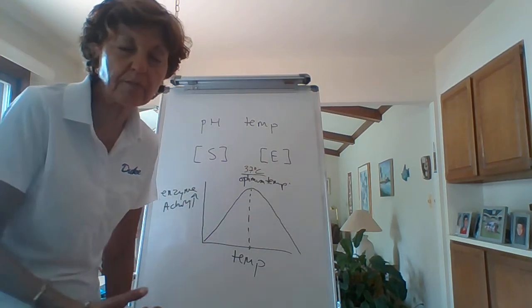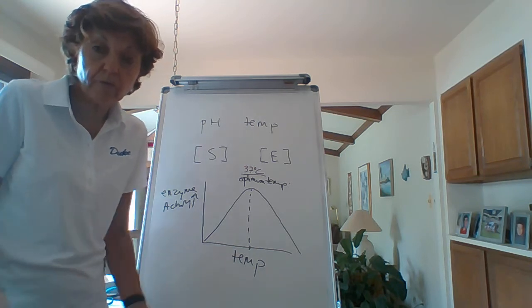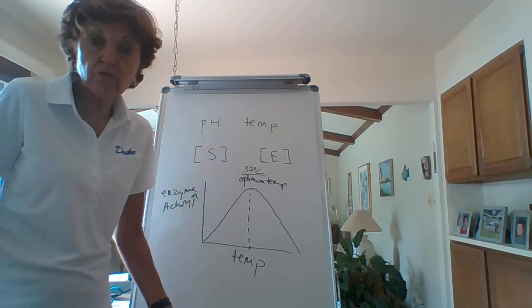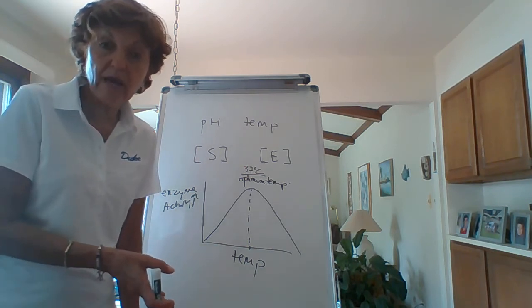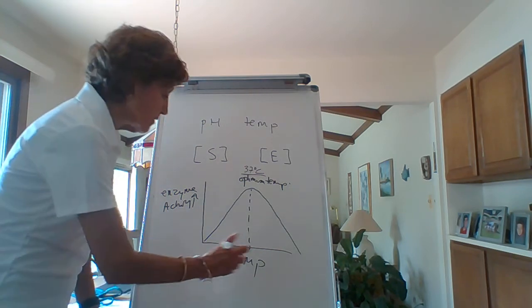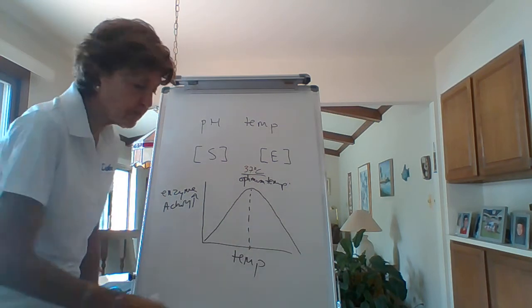So if in lab you take an enzyme and you boil it, you're going to denature it. It's a protein. It's not going to be active. So it won't do much of anything. If you take an enzyme and stick it in an ice bath, it's going to be really slowed down. So temperature this way, low temperature, high temperature, optimum temperature.